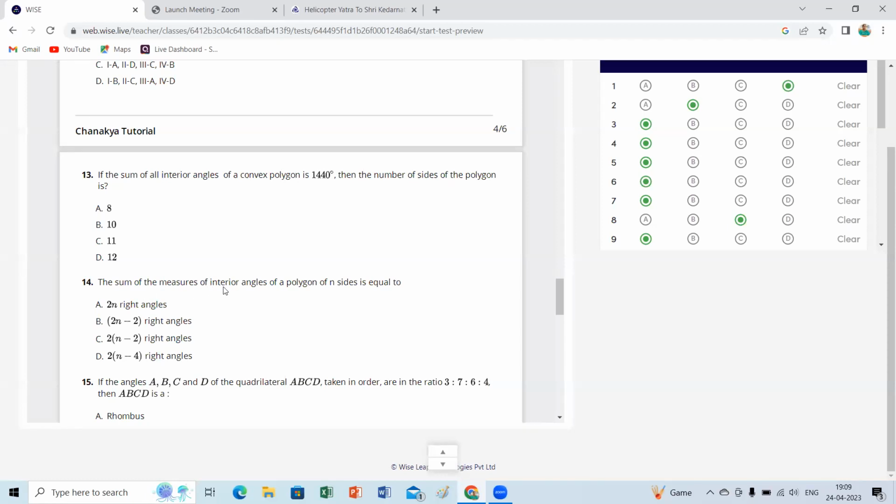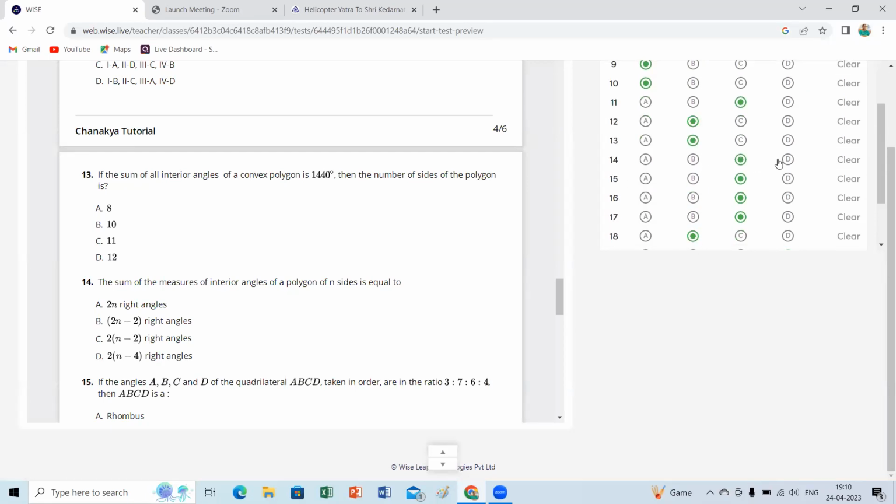The sum of measures of interior angles of a polygon of n sides is equal to... The sum of interior angles of a polygon is 2 bracket n minus 4 right angles, or 2n minus 8 right angles. So the correct option is D, ma'am. But they kept the correct option as C. Which question is it? Question number 14.